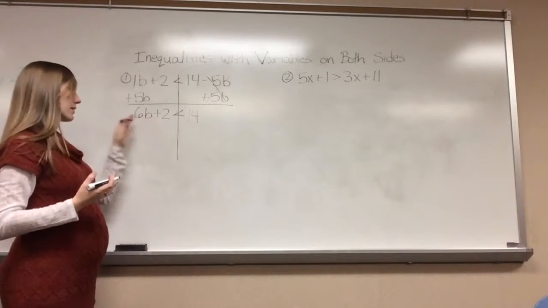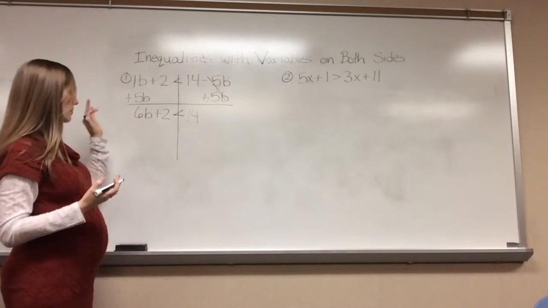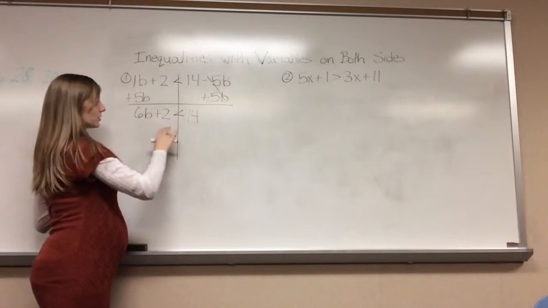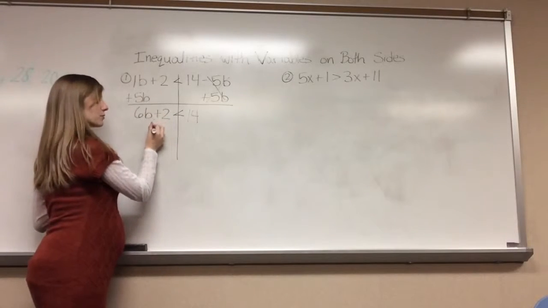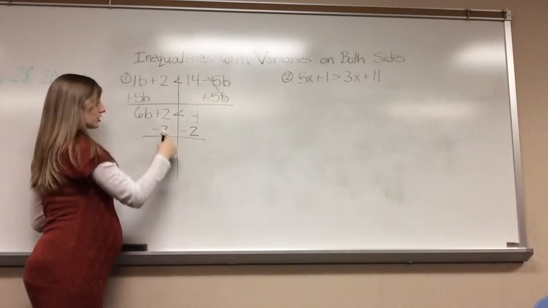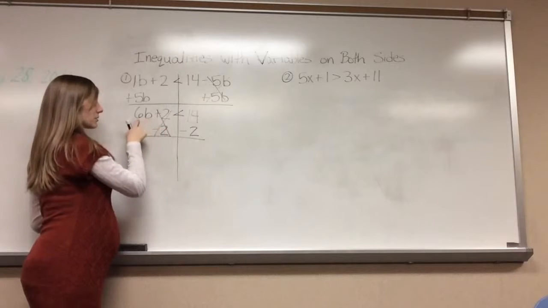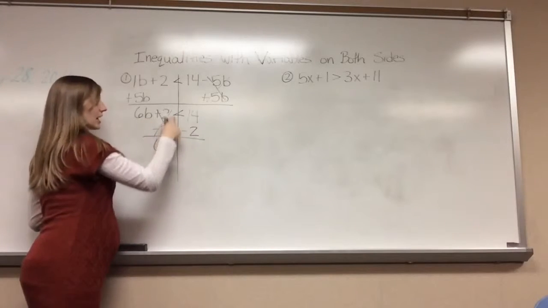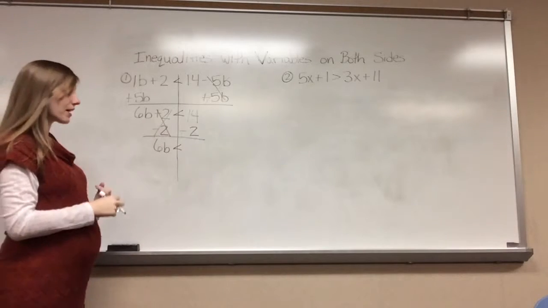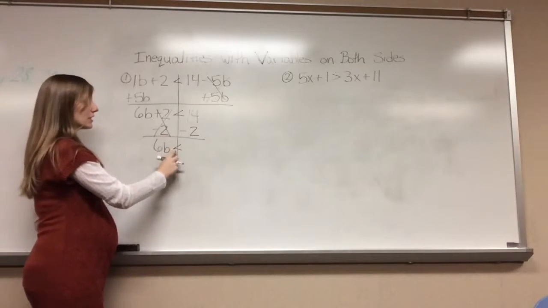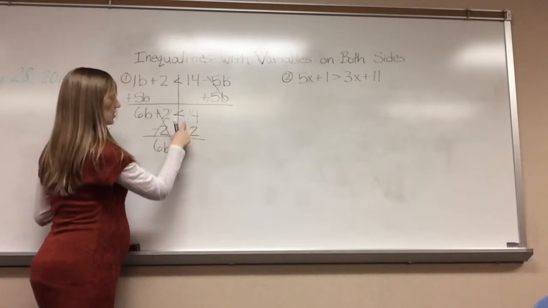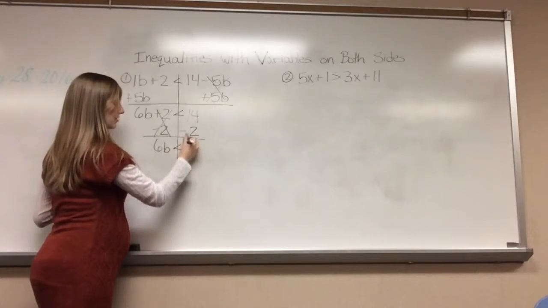So now that all my variables are on the left side, I want my numbers to be on the right side. So the first thing I'm going to cancel is that plus 2. To cancel out a plus 2, we will subtract 2 on both sides. 2 minus 2 cancels out. I'm left with 6b is less than, keep your inequality the same. You have not multiplied or divided by a negative number, so keep that inequality the same. 14 minus 2 is 12.